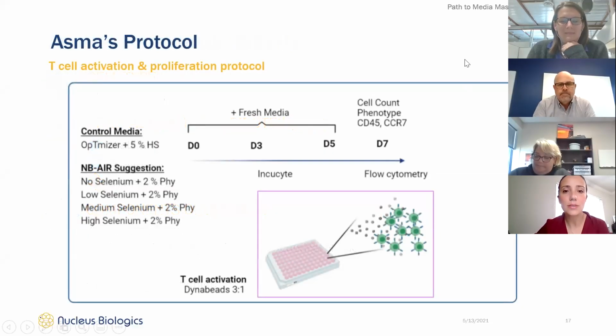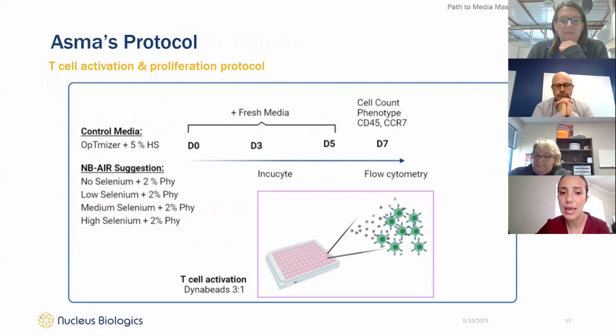All right, so this is the protocol that I followed for this experiment. I have the control media, which is Optimizer supplemented with 5% human serum. And then I use the NBR suggestion. So I have no selenium, low selenium, medium selenium, and high selenium, with all of them supplemented with 2% physiologic.